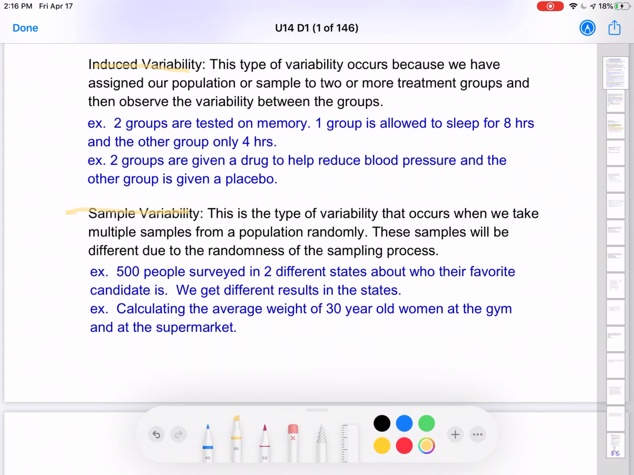Calculating the average weight of a 30-year-old woman at the gym and at the supermarket. Well, the people at the gym probably are going to weigh less. We could also look at right now, with the virus going on, certain states obviously have a humongous amount of people who have it, and certain states don't, right? So that's where sample variability can affect differences in data.